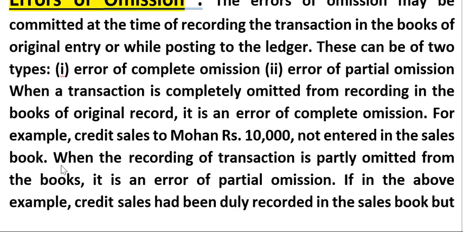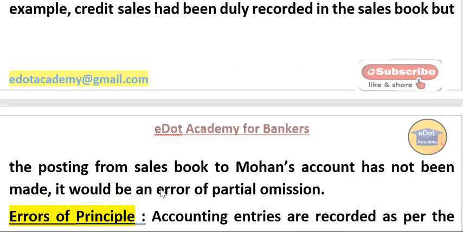Okay, when the recording of a transaction is partly or you can say partially omitted from the books, this is called partial omission. Means हमने क्या किया, एक एंट्री किया दूसरा गायब कर दिया. So in the above example, credit sale had been duly recorded in sales book. यानी हमने सेल्स बुक में रिकॉर्ड कर लिया क्रेडिट सेल, but posting from sales book to Mohan account has not been made, मतलब मोहन के अकाउंट पे हमने नहीं किया. So this is called partial omission.